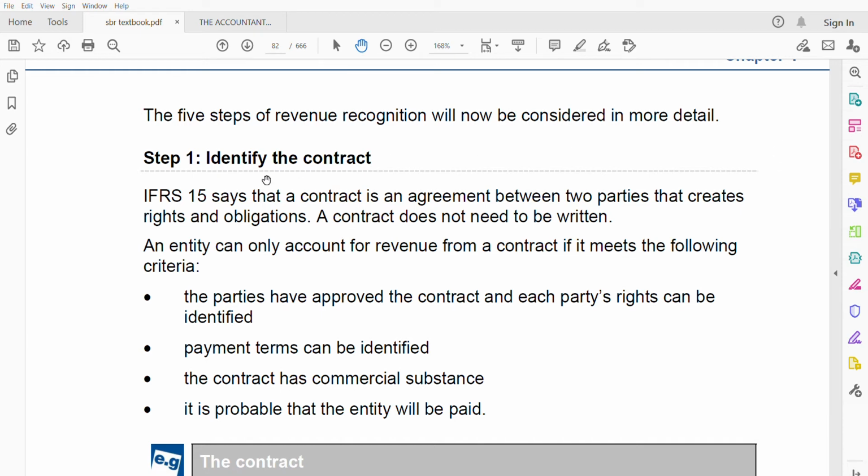Now it's in more detail. Identify the contract. So they say the contract is an agreement between two parties that creates rights and obligations. There should be a right and obligation. Someone has the right to receive the cash, the transaction price. Someone is obliged to pay that. Okay, so a contract does not need to be written. Yes, it's not necessary that a contract should be written. It could be verbal also. But it's better that you write it down. That's what everyone suggests, right?